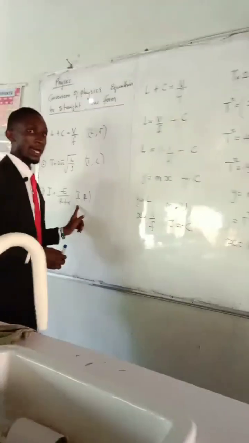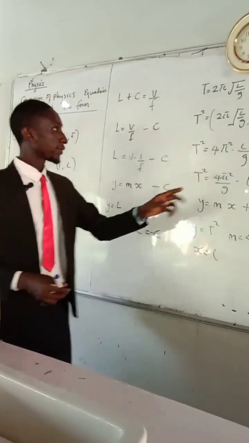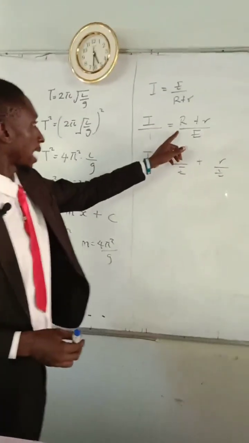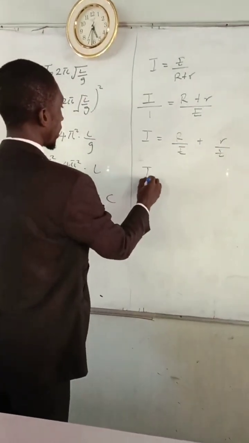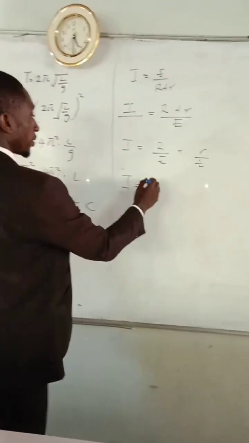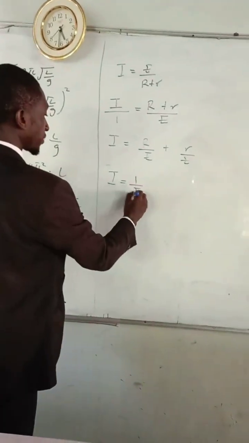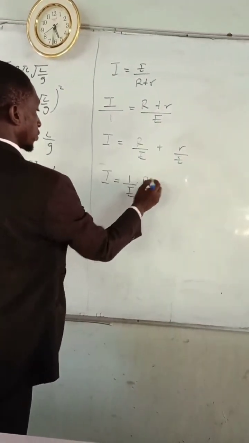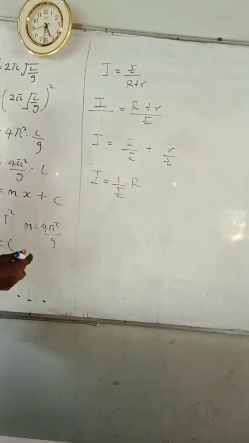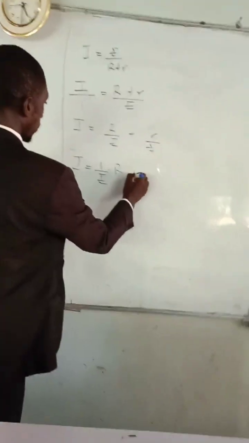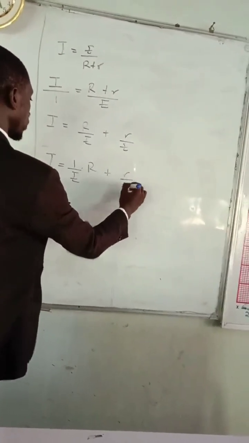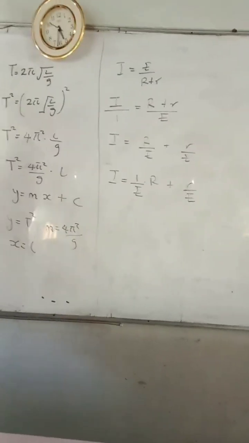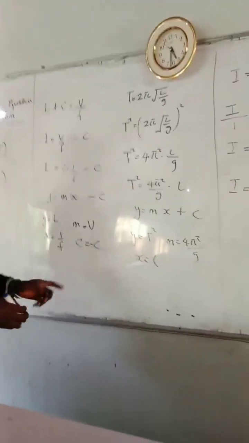But then our variables from here are I and R. So you can see now that we have 1 over I is equal to 1 over E times R, because I'm separating, so that R times 1 over E will still give us R over E. Then plus r all upon E. Good. So we are plotting I against R.